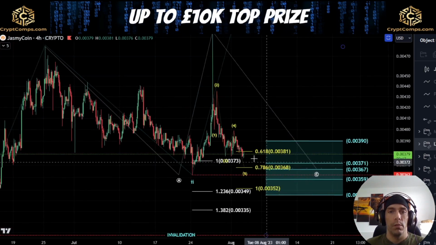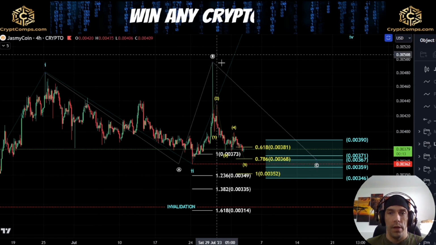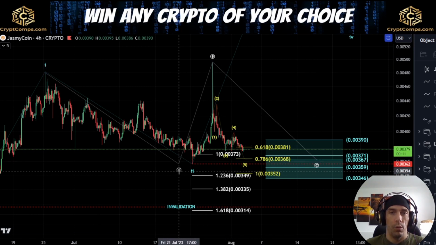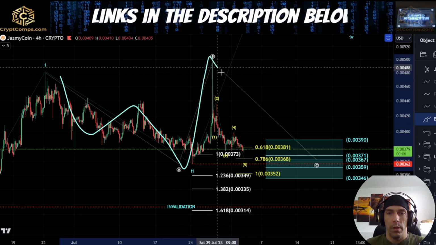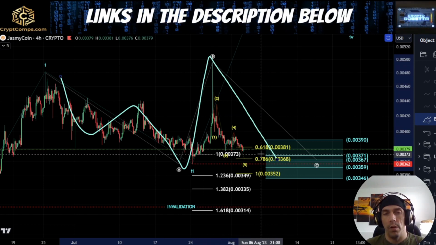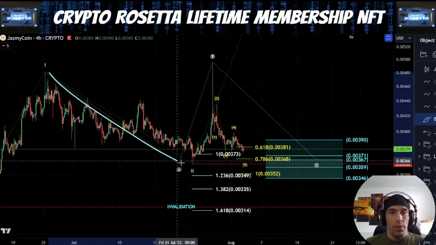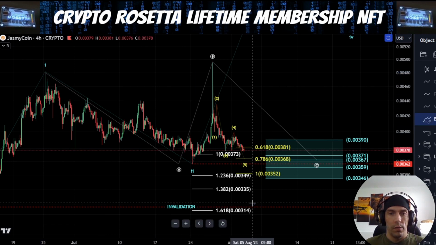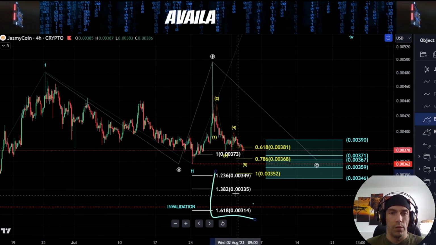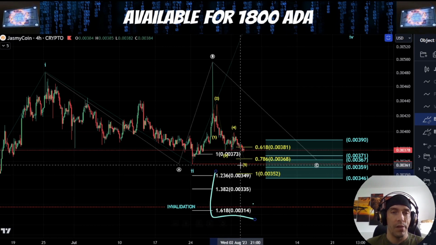Now it is possible that within this count, we could still be within a bigger A, a B, and a C pattern. So this pattern in the white here, where we look at this whole move down as an A wave, this is our B wave to the upside, and we're looking for a 5-wave move to the downside. Now, typically speaking, when we see a move that actually looks to break the origin of this A wave here, what we look for is this 1236 to this 1618 level. So we'll be keeping an eye on this if this does look to extend to the downside.